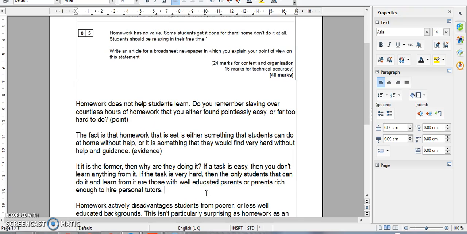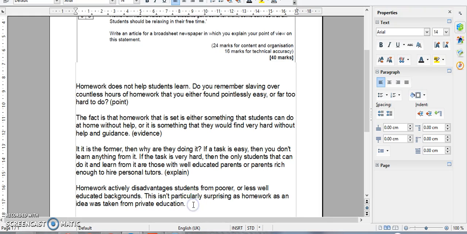So I've said if it's the former, then why are they doing it? If a task is easy, then you don't learn anything from doing it. If the task is very hard, then the only students that can do it and learn from it are those with well-educated parents or parents rich enough to hire personal tutors. So there I've explained why it's so bad if the homework is either very easy or very hard.